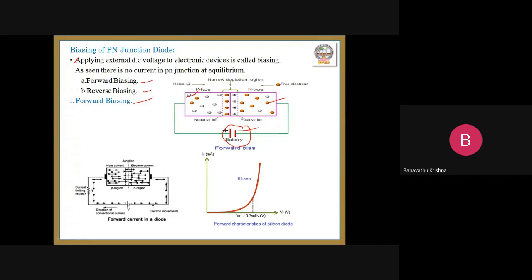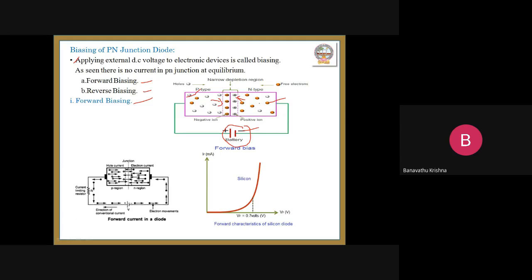For the negatively charged area, we are applying the negative terminal, then the majority charged particles, the electrons here, repel each other. The charged particles move towards the junction. Similarly, at the P side, we are applying the positive terminal. The majority charge particles are positive charge particles. They are moving towards the junction. So then what happens at the junction? The junction width decreases.